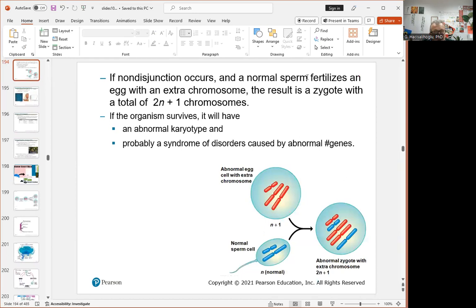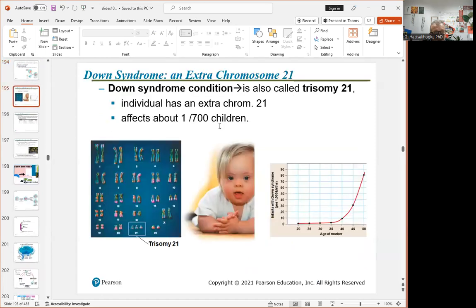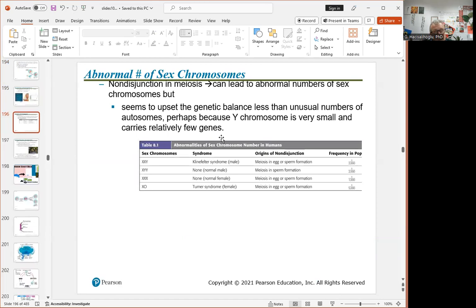So, okay, a normal sperm fertilizes an egg with the chromosome result being 2N plus 1. This is a problem. This is an abnormal situation. Down syndrome is another situation, in which there are three chromosomes of chromosome number 21. It's called trisomy 21, and one out of 700 children in the U.S. is affected by Down syndrome. There might be abnormal sex chromosomes like XXY or XXYY or XXX or XO. These are all abnormal situations.